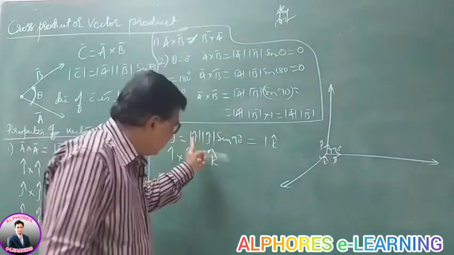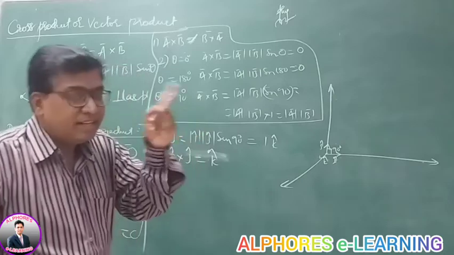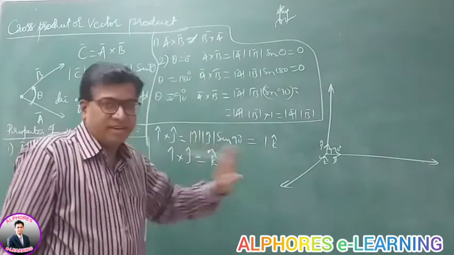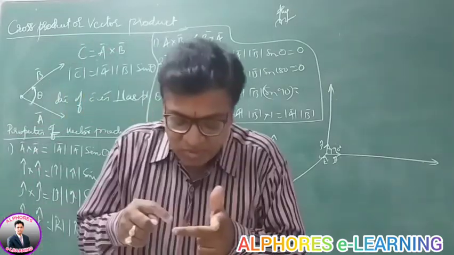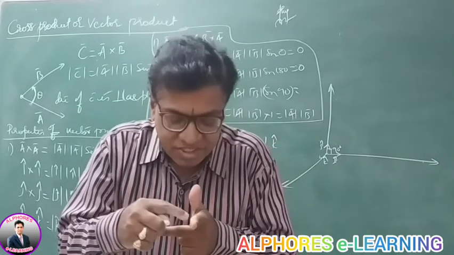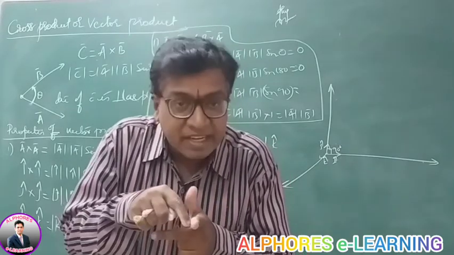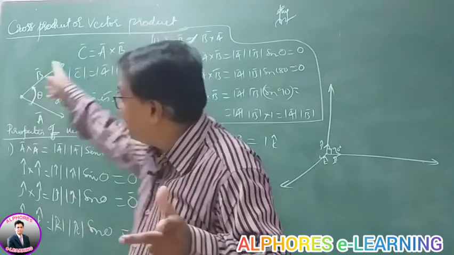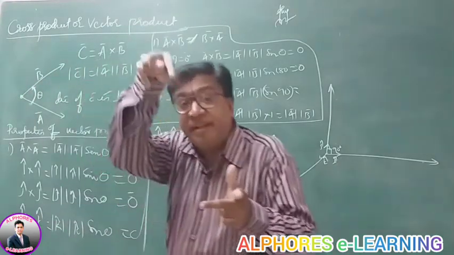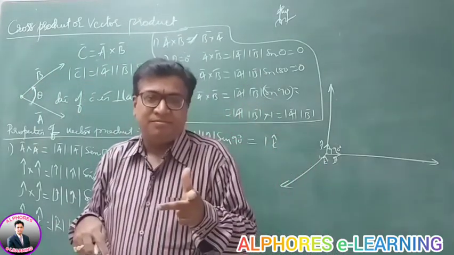This is 1, this is 1. Sine of 90 is 1. So the magnitude is 1. But how about the direction? If I take I along the x-axis and J along the y-axis, both are perpendicular, then the resultant is perpendicular to both of these.